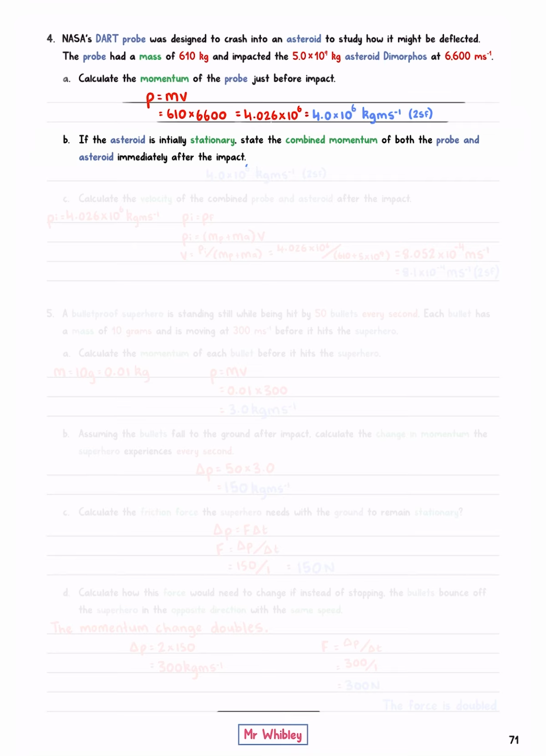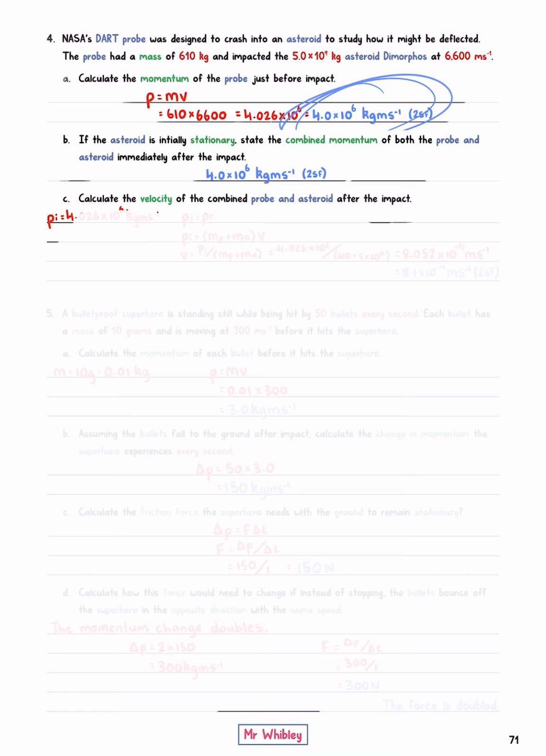If the asteroid was initially stationary, then the only thing moving was our probe. And so the total momentum initially is what we found in part A, and since we can assume that momentum is conserved, this must be the momentum after the impact. Calculate the velocity of the combined probe and asteroid after the impact.